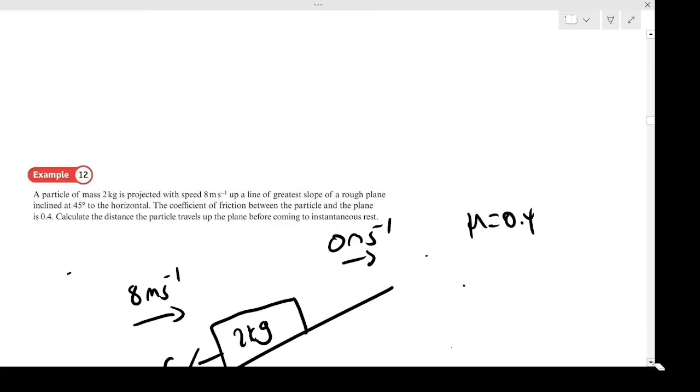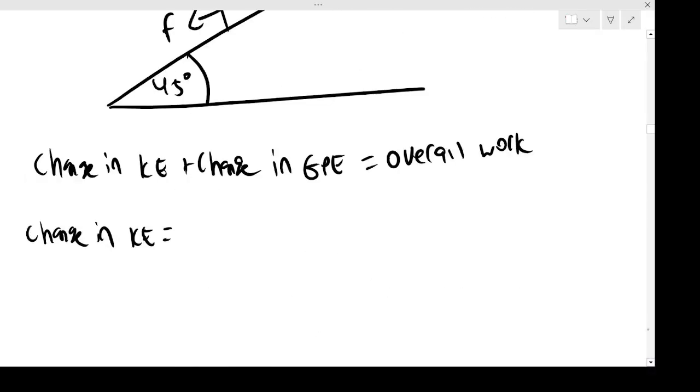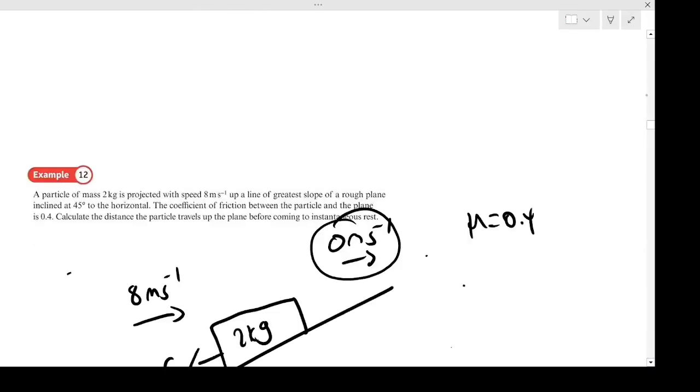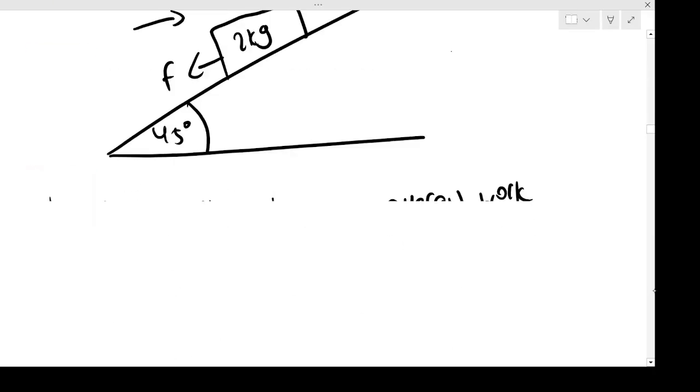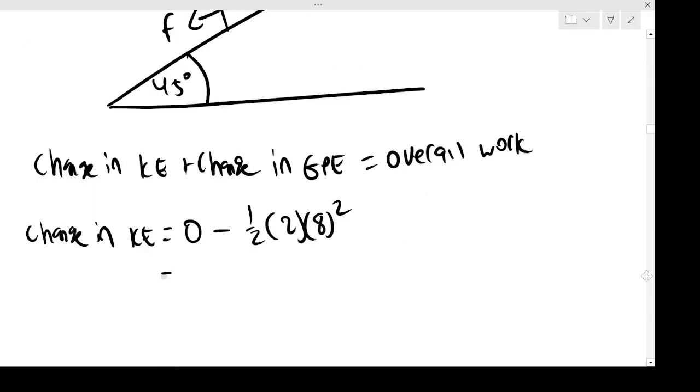So the change in kinetic energy, well, the final kinetic energy is 0, so it's going to be 0 take away half of the mass, which is 2, times the initial speed, which is 8 squared, and so that would be 64, minus 64 there. Negative because we're losing kinetic energy. That is important, that negative. Then the change in GPE, and that's going to be mgh.